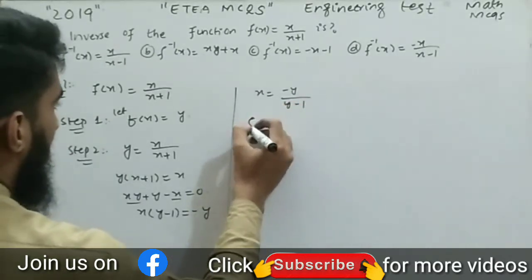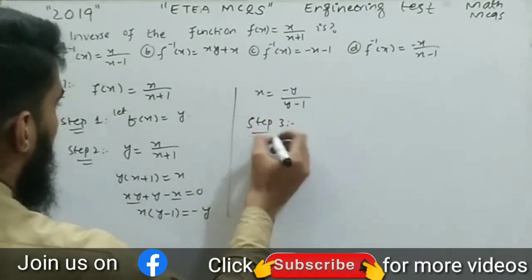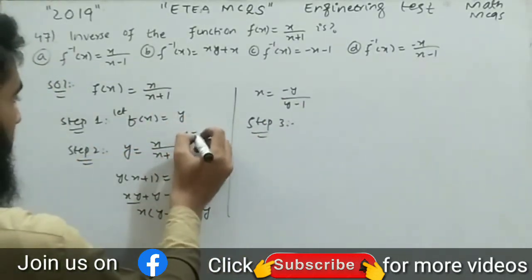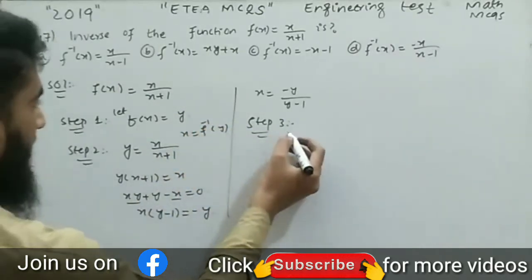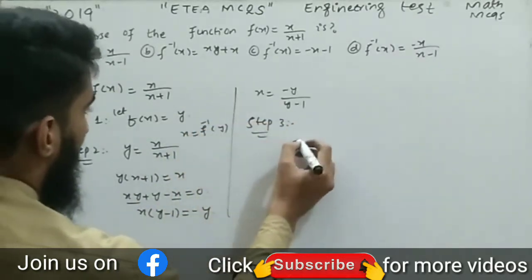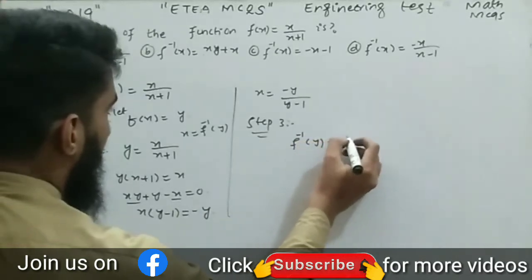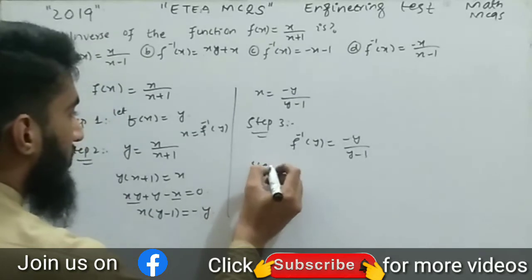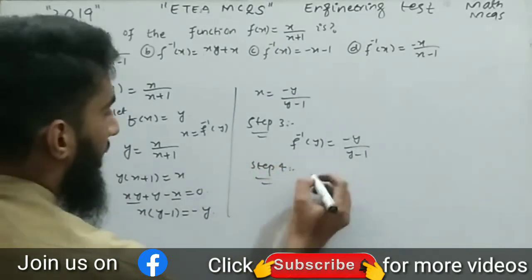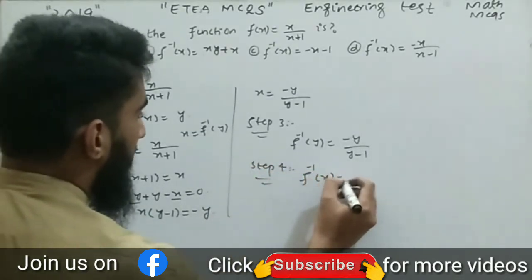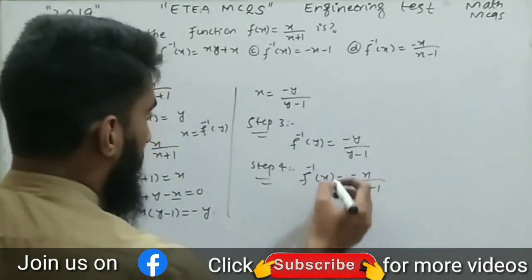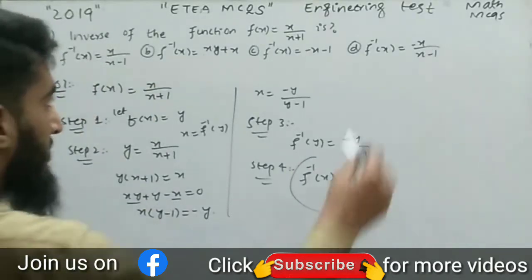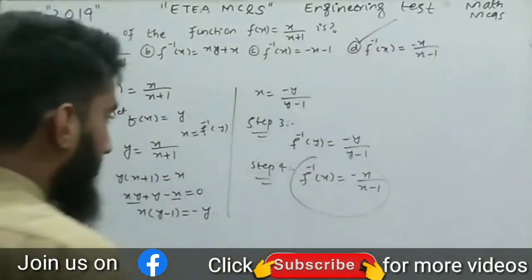Now in step number 3, over here f of x is y, so shift f to the right hand side, it becomes x is equal to f inverse y. So in this step put the value of x over here, so f inverse y is equal to minus y divided by y minus 1. Now in the last step, step number 4, replace y with x, so it becomes f inverse x is equal to minus x divided by x minus 1. So this is actually the required inverse of the function. So the correct option for this MCQ is option number D, minus x divided by x minus 1.